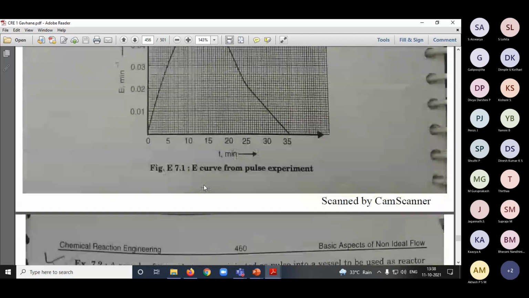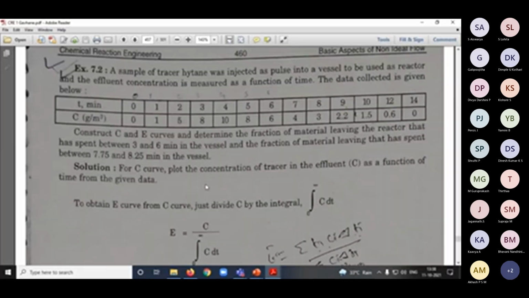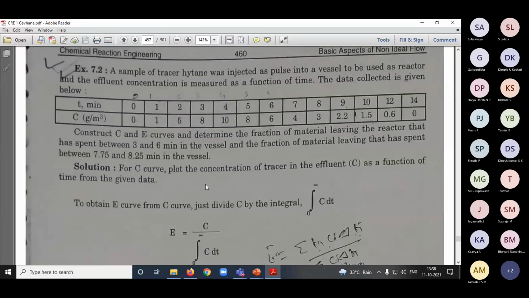We'll do one more problem. Now this is a sample of tracer, some heptane or something, injected as a pulse inside the vessel used as a reactor, and the effluent concentration is measured as a function of time. The data collected is here. So time with the concentration C is given. The delta Ti is 1 here, but there it is 2. So delta Ti is different, and you have to put the difference between these deltas every time.